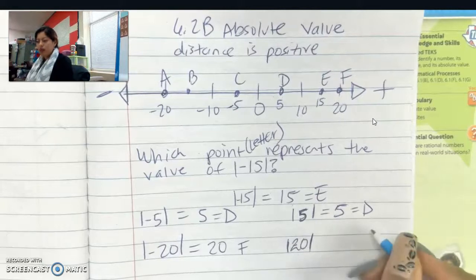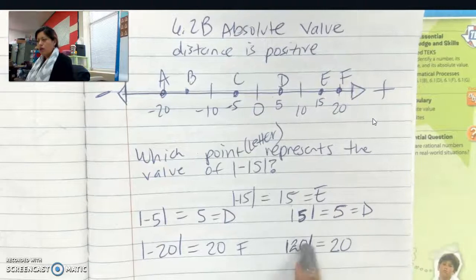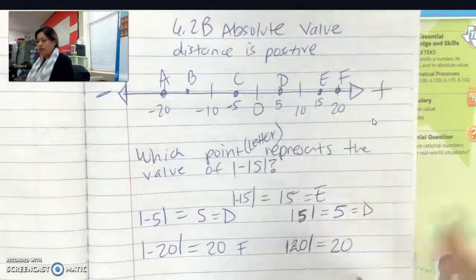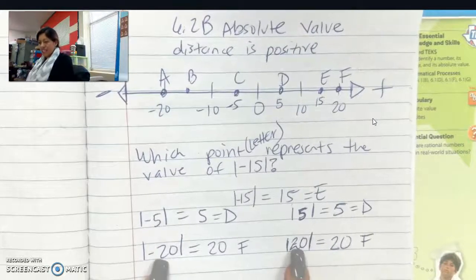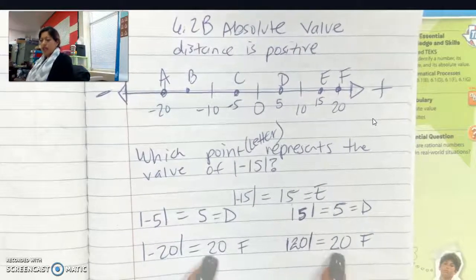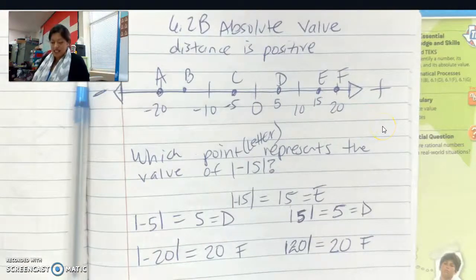Now, let's do one more of these. Absolute value of a positive 20. Yep, it's going to be a positive 20. So, I got to go to the positive side. So this is still F, just like this one. Remember? Because if it's inside the absolute value lines, it is positive. Okay, all right, guys. So that's it for that.